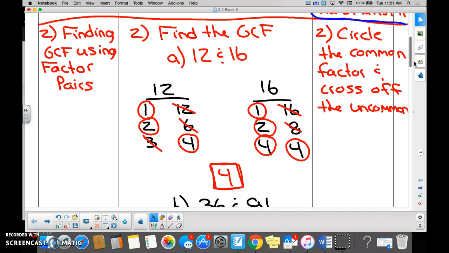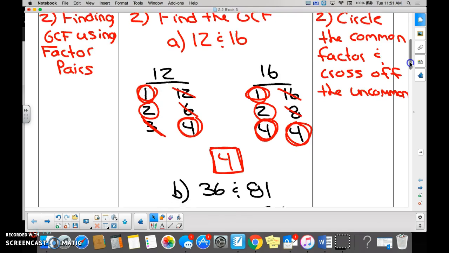So for example, is 1 a factor of 12 and 16? Yes or no? Yes, so we circle it. Is 3 a factor of 12 and 16? No. So we cross it off, and so on and so forth. You get the idea, right? Ultimately, when we were all done, we had to find the biggest number that was circled in both spots. And what was the biggest number circled in both spots?